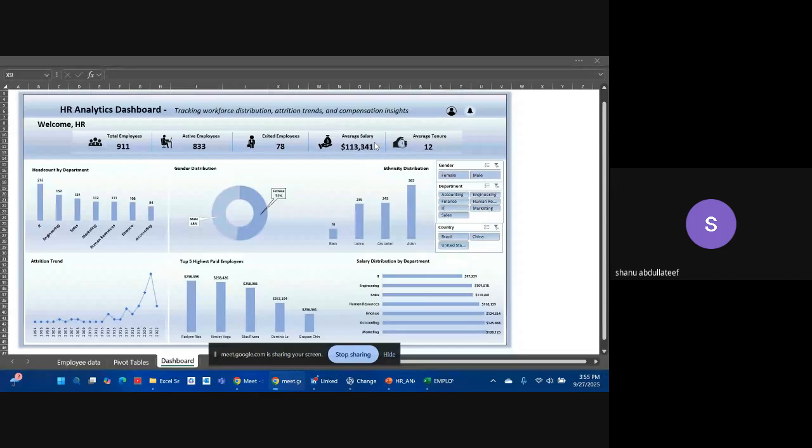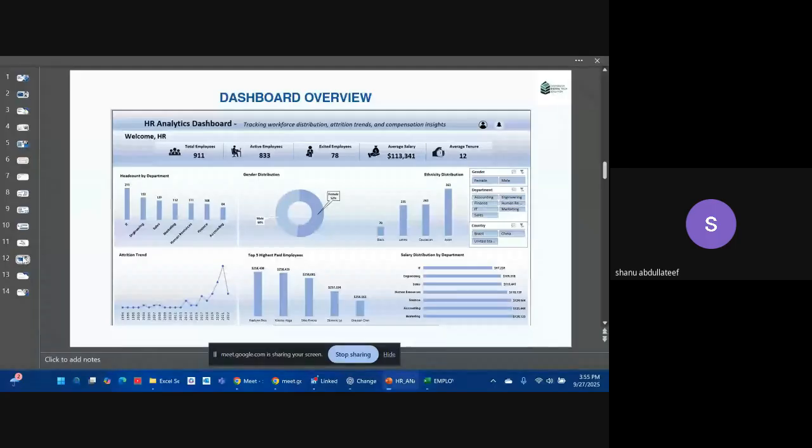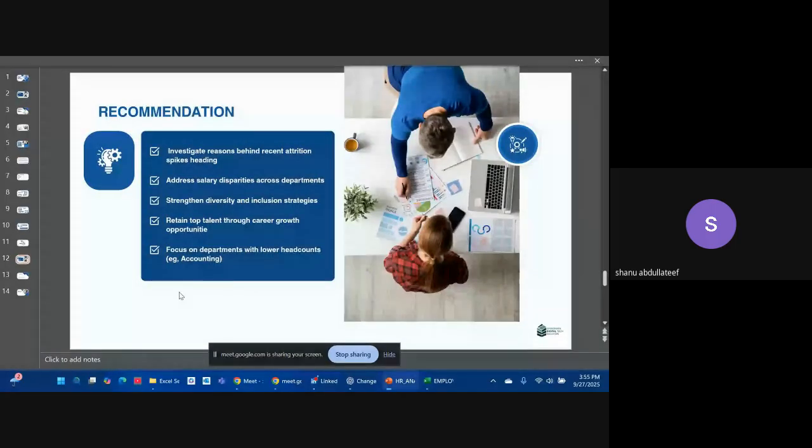So our recommendation would be that the key stakeholders should address the salary disparities across the departments. They should also strengthen the diversity and inclusion strategy in terms of the distribution across the ethnicity groups. So we should not have an underrepresentation amongst the Black group, where we're having a large number of people, with the majority being Asian. And also they should focus on departments with low headcount and see how those departments can also be improved.